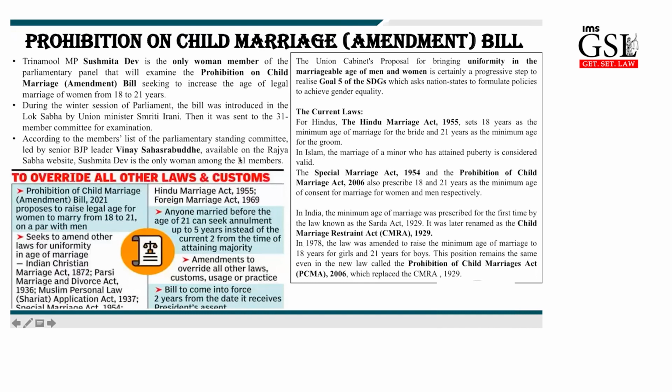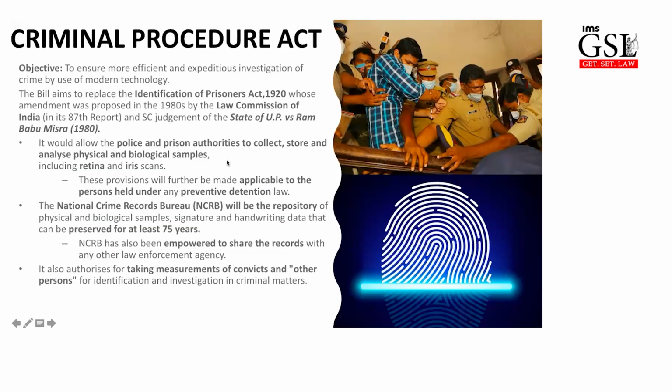All right, let's move. Criminal Procedure Act. So what is the objective? To ensure more efficient and expeditious investigation of crime by modern technology. This will replace the Identification of Prisoners Act 1920, which of course has been proposed by the Law Commission of India in its 87th report. And there was an SC ruling as well, State of UP versus Ram Babu Mishra.